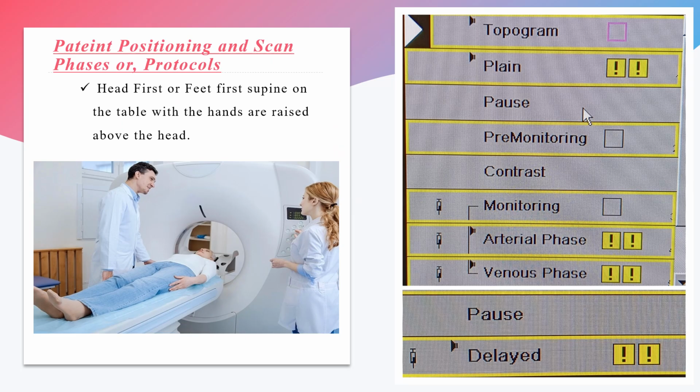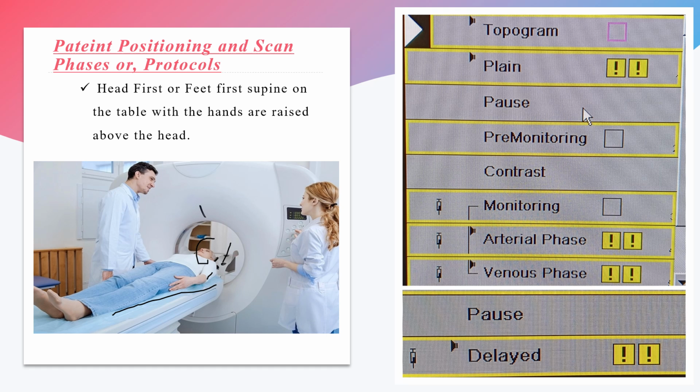Now, what is the appropriate patient positioning and scan phases or protocols? The patient position will be head first or feet first, supine on the table with the hands raised above the head. As you can see in this picture, the patient is lying supine. The protocol is head first, and the hands should be raised above the head.